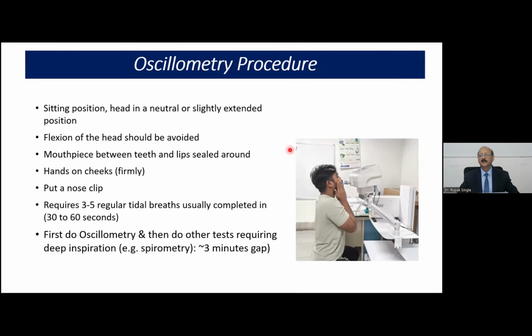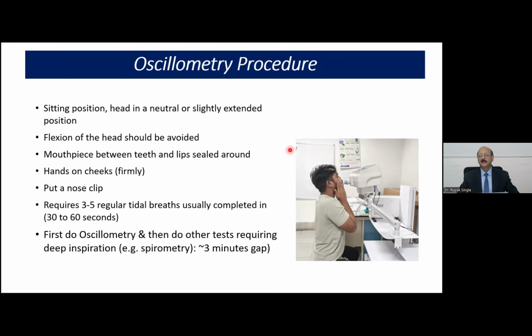Coming to the procedure of oscillometry, the patient is made to sit in a sitting position with the head in the neutral position or slightly extended. Flexion of the head is to be avoided. The mouthpiece is kept between the teeth, and the lips are sealed around it. The hands should be on the cheeks firmly so that there is no vibration once the person is breathing. A nose clip is put on the nose.